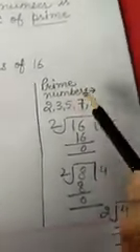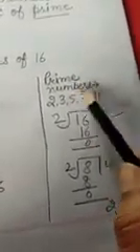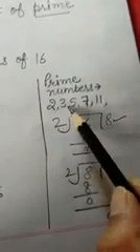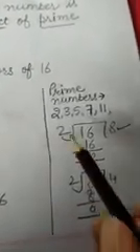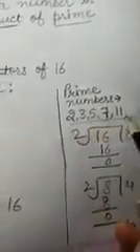First of all, in rough work we will write the prime numbers. Which are the prime numbers? 2, 3, 5, 7, 11. These are the prime numbers, and with the help of these prime numbers we will find out the factors.